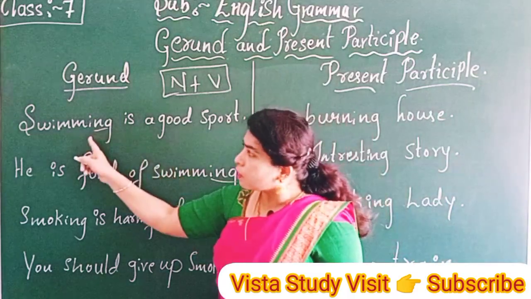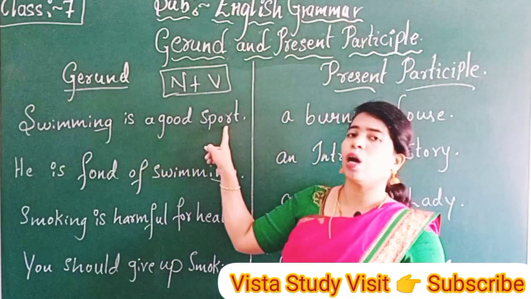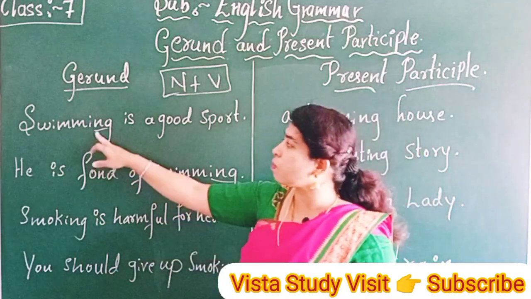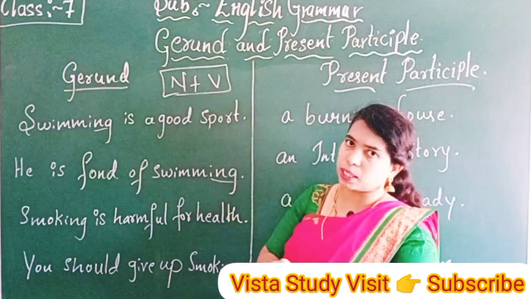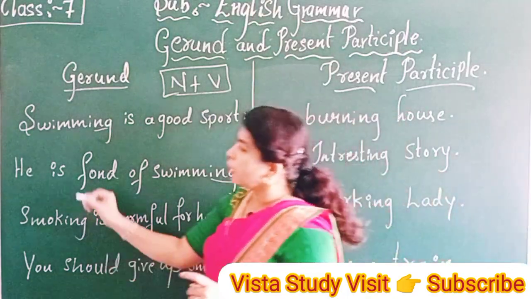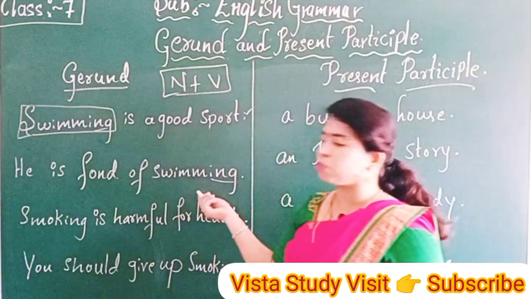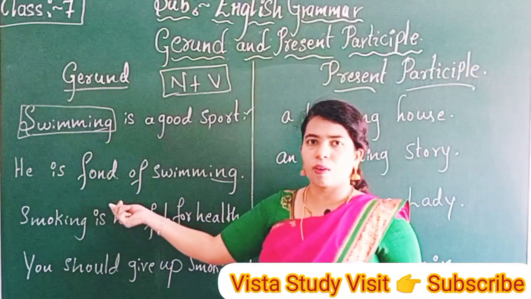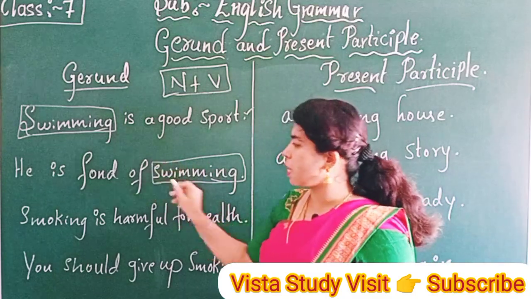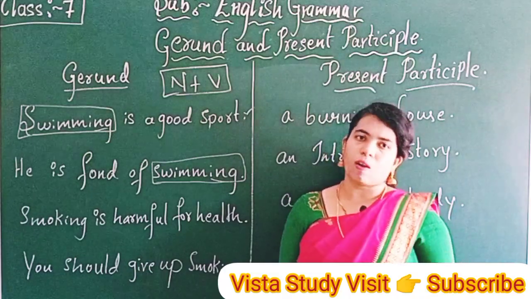When swimming comes, here swimming is the name of the sport, and it is the activity also, the verb. So here swimming works as both noun and verb. This proves the condition. Swimming is a good sport: here it is the gerund. He is fond of swimming. Fond means madness. Here it is noun plus verb, both the sport and the movement, or the verb.